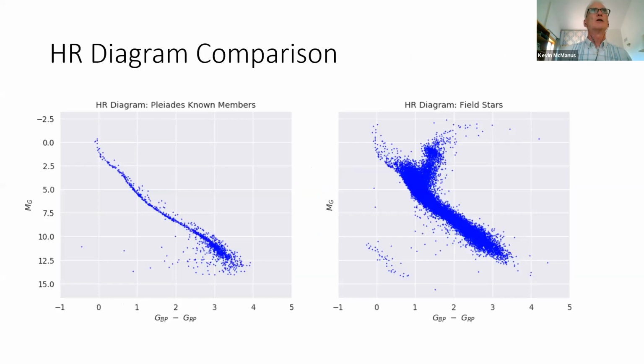Okay, so now here's a comparison of the HR diagram. On the left side is the plot of the HR diagram, the same plot, only different colors maybe, from the previous slide. This is the known member list. These are the stars that the authors of the Gaia paper say are the Pleiades members. And the graph on the right is the cone search results plotted in the HR diagram. And so, let me see if I can do this.